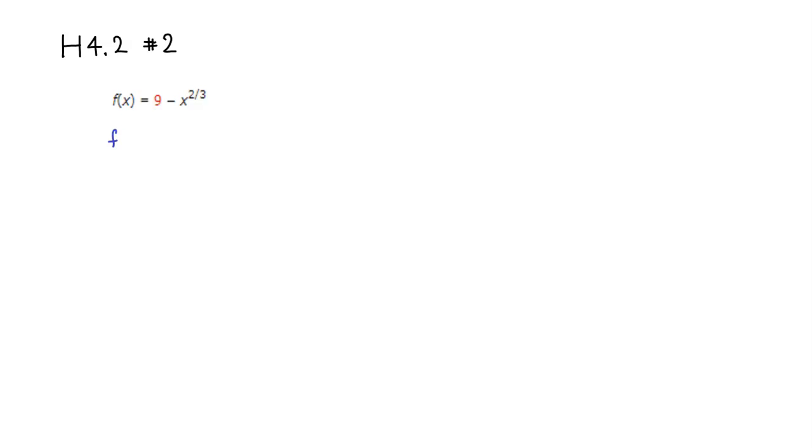So f of negative 27 would be 9 minus... we're going to break it into a cube root and a square. I'm going to take negative 27 and take the cube root first because it's easier to do, and then square that. So 9 minus, the cube root of negative 27 is negative 3, and I'm going to square that. So this is simply 9 minus 9, which is 0.